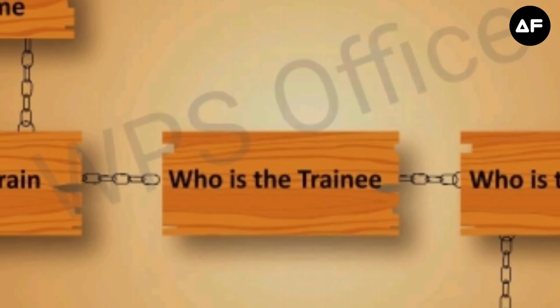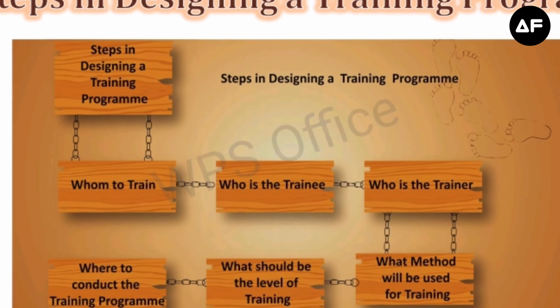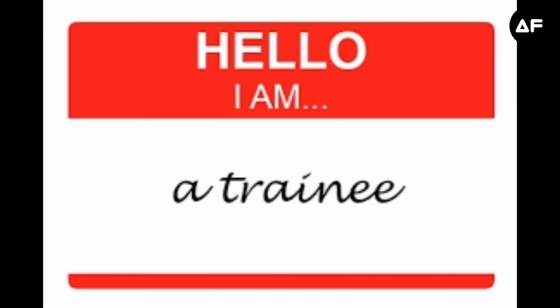Second point is who is a trainee. So it has to be determined who is a trainee. In simple words, a trainee is a person who is learning and practicing the skills of a particular job. That particular person is called a trainee.